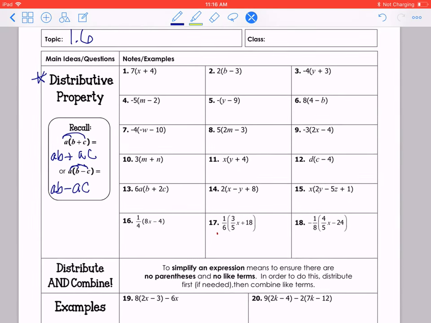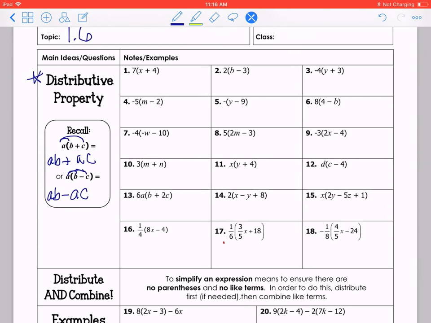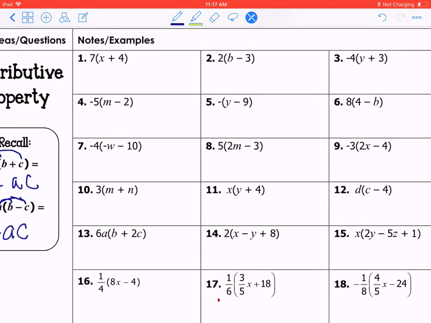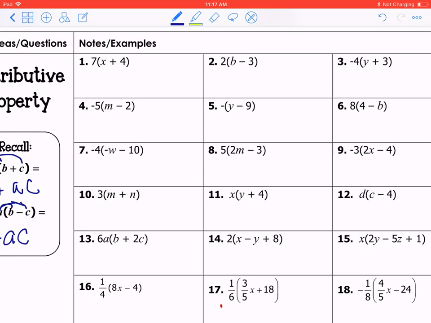So I have a lot of examples to go through, but hopefully it won't take too long. Here we go. Let's start with number 1. So for number 1, let me zoom in. We're going to take whatever is on the outside of the parentheses, so in our case, the 7, and I'm going to distribute it. So what I mean by that is I'm going to take 7, and I'm going to multiply it by the x, and I'm going to multiply it also by the 4. So 7 times a variable is just 7x, and then a 7 times a positive 4 gives you positive 28.